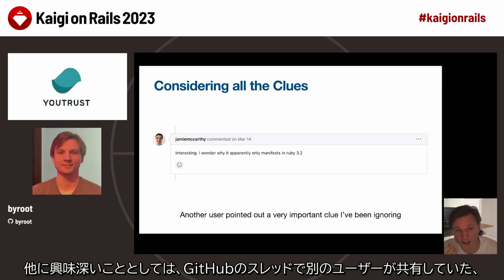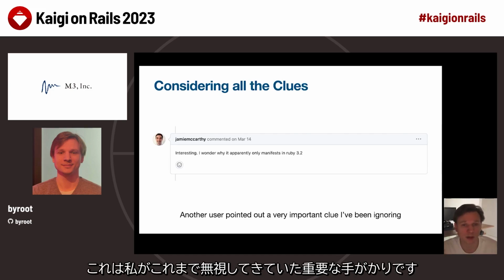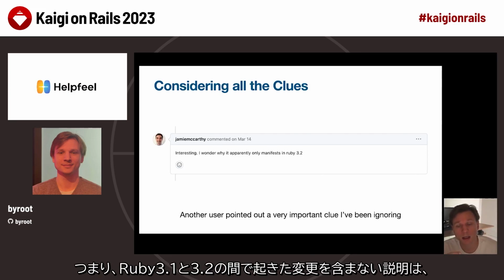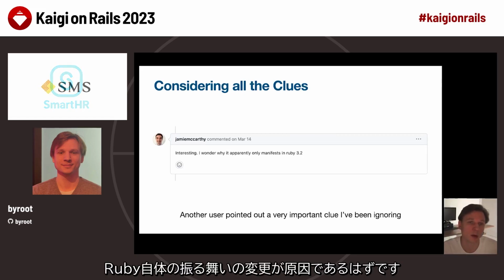Another interesting tidbit that another user shared on the thread a bit later, and which is an important clue I had been ignoring so far, was that this issue would only manifest itself on Ruby 3.2. So any explanation that didn't include a change of behavior between Ruby 3.1 and Ruby 3.2 wouldn't cut it. It had to be a change in how Ruby behaves.